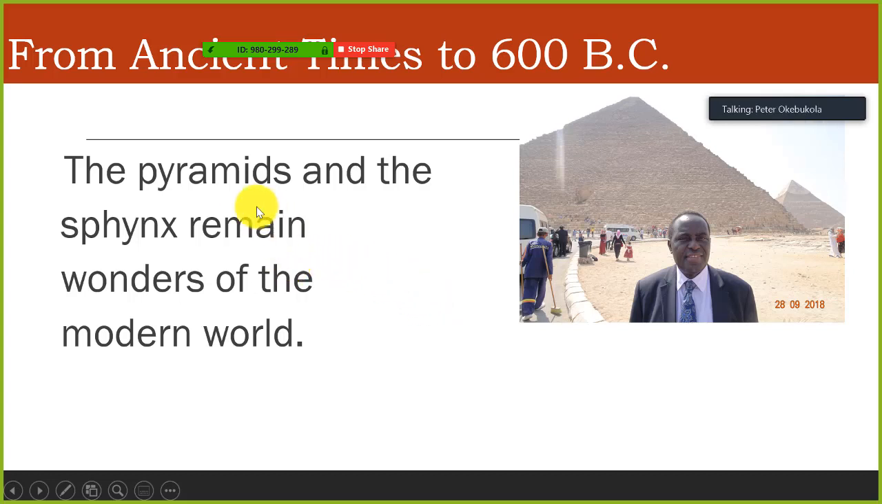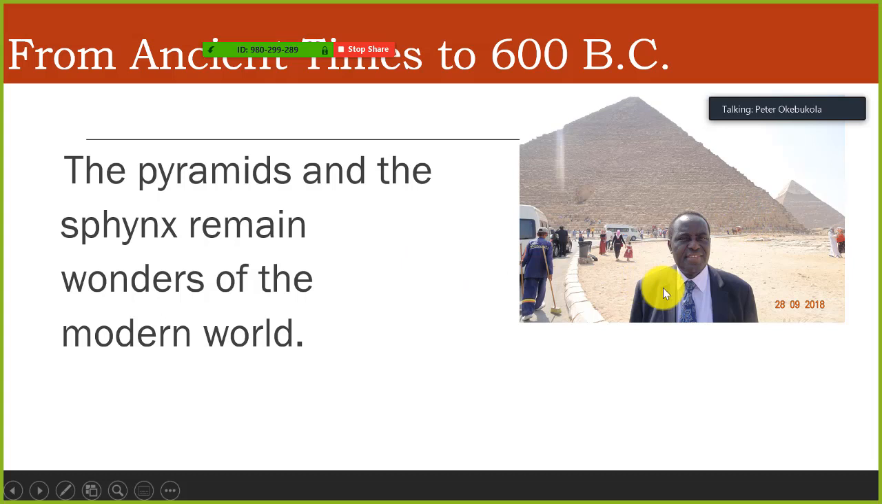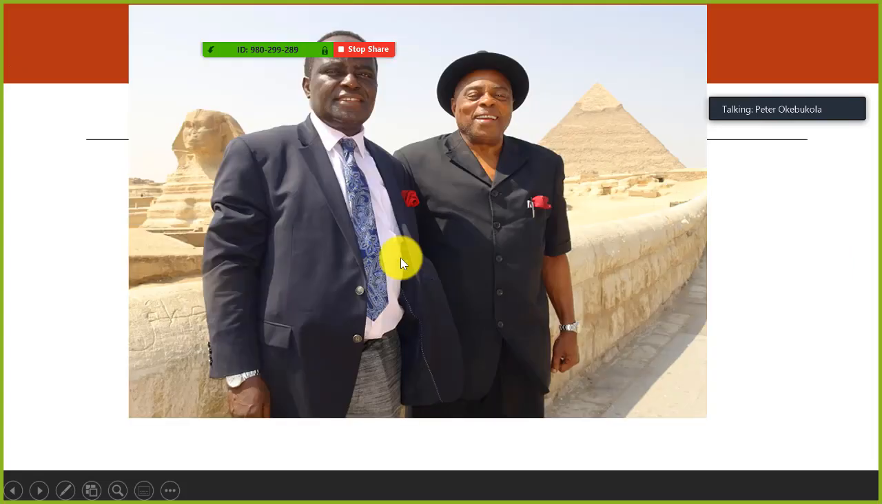The pyramids, the Sphinx. Great wonders of the world, architecture. I mean, if you're looking at mathematics, you are looking at physics, the pyramids will exemplify that. So this, I was there, you can see about a year and a half ago, the pyramid in Egypt. And the next slide, you'll be happy to see our grandpa, Professor Briggs, and I.